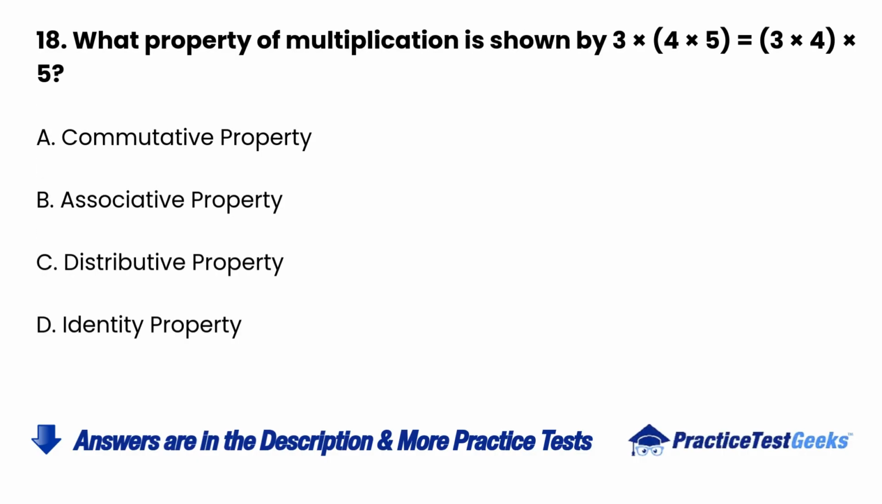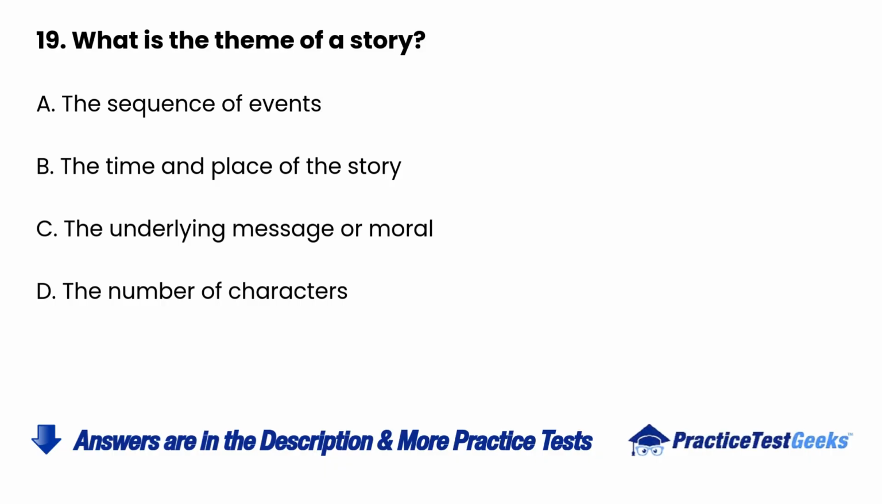18. What property of multiplication is shown by 3 times parenthesis 4 times 5 equals parenthesis 3 times 4 times 5? A. Commutative property. B. Associative property. C. Distributive property. D. Identity property. 19. What is the theme of a story?